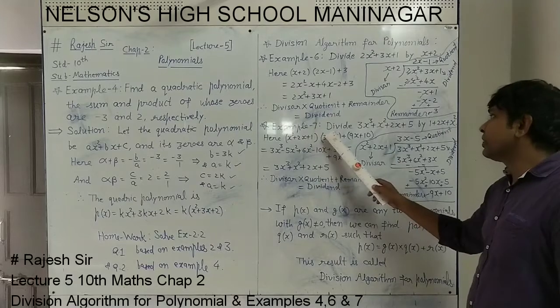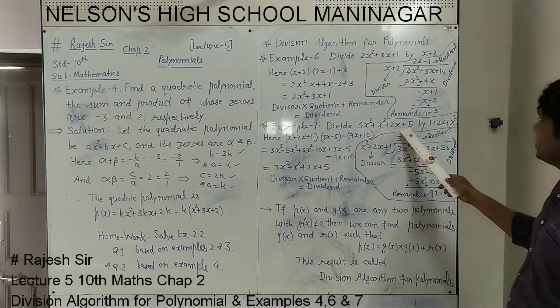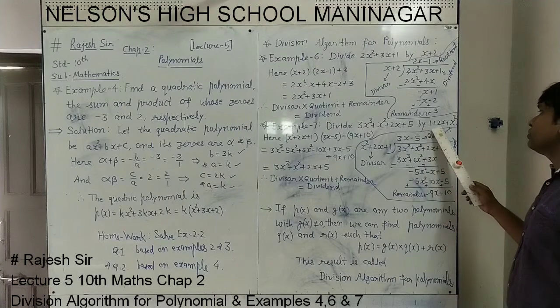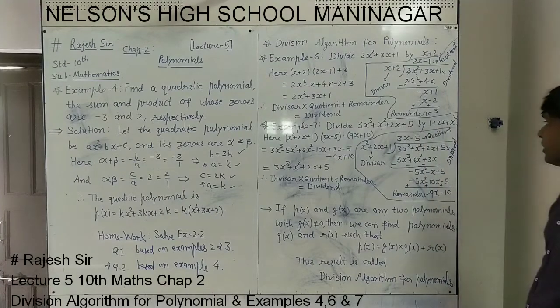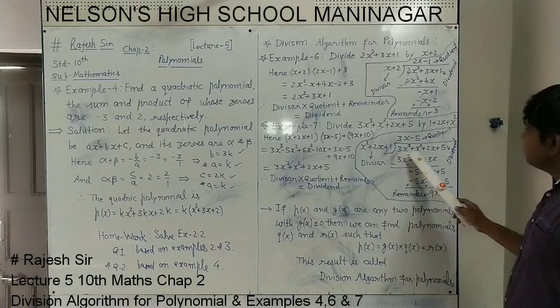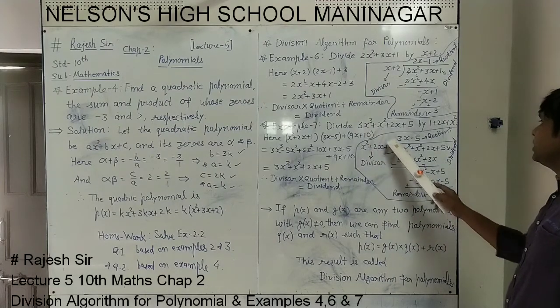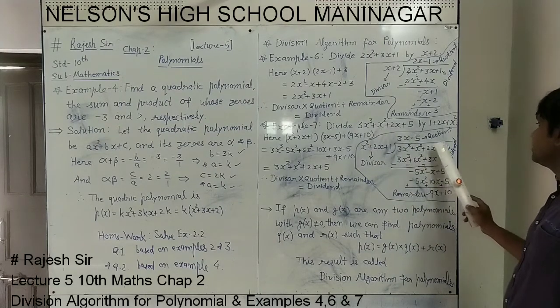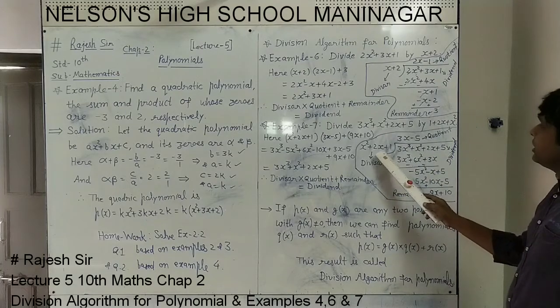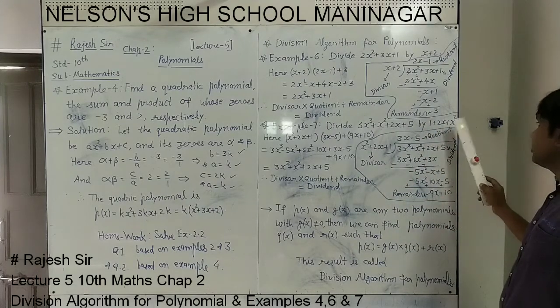Example 7 is: divide 3x cubed plus x squared plus 2x plus y by 1 plus 2x plus x squared. So whatever we want to divide will come inside the sign of this. So I have written 3x cubed plus x squared plus 2x plus y. And outside, by which we are going to divide, that is the divisor, it is 1 plus 2x plus x squared.